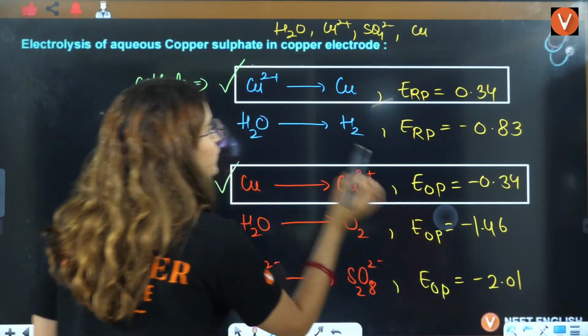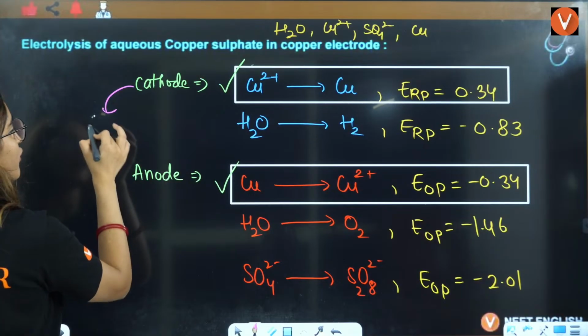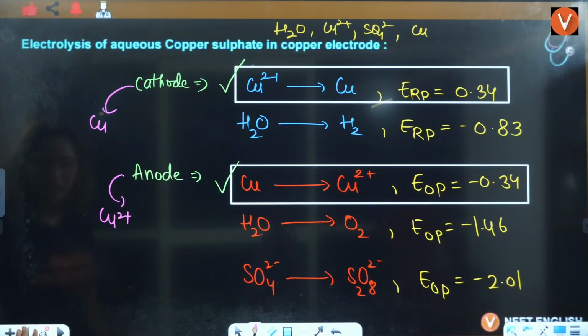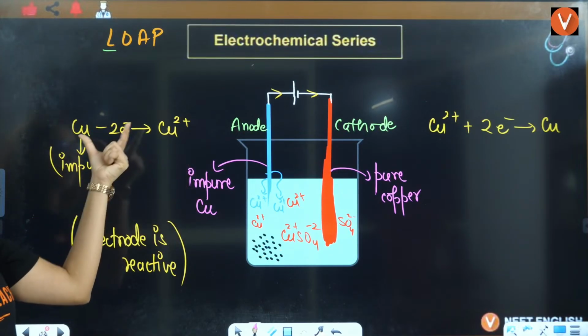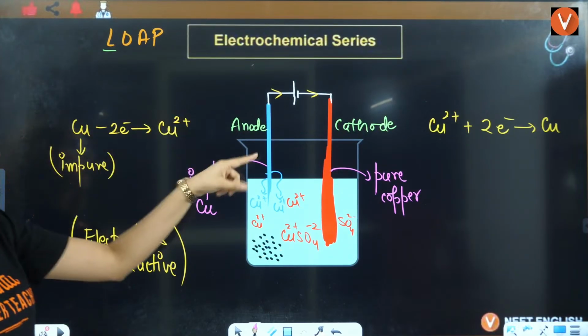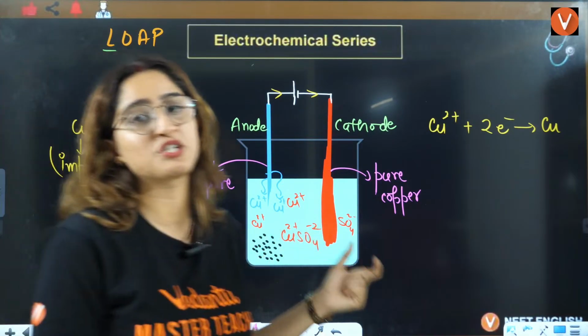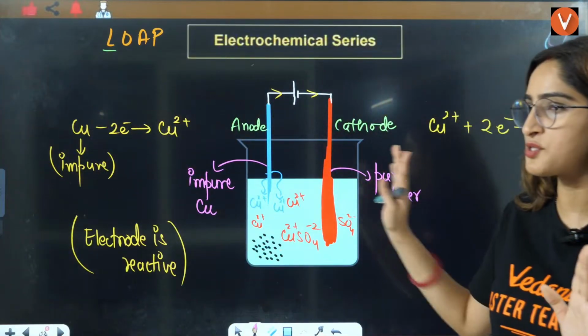So here you have copper formation and here you have Cu2+ formation. At the cathode you had copper formation, and at the anode you have Cu2+ formation. That's the reason we did it this way.